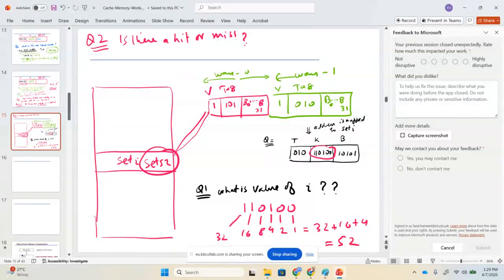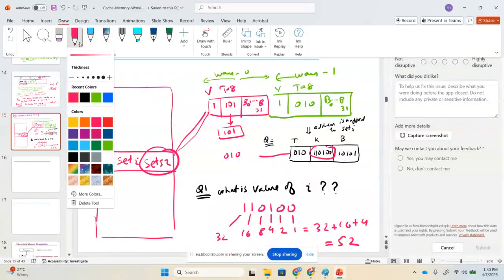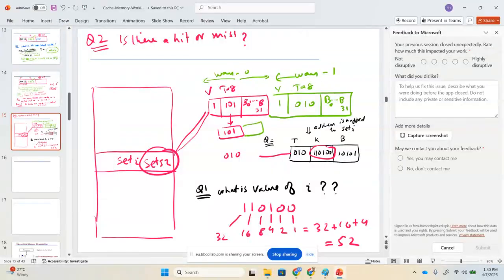Yeah. So basically we compare this tag. We compare this 010 with two tags: 101, which is this one, and the green one, 010, which matches. So now these two match. It means this block is now residing in this way.